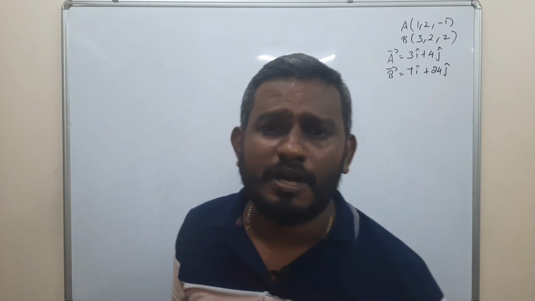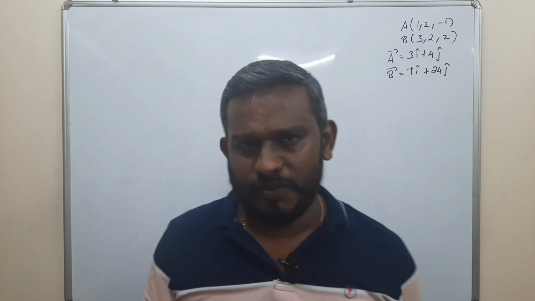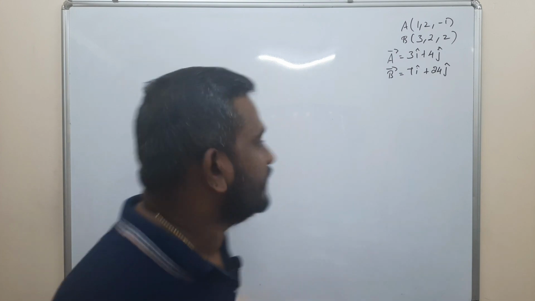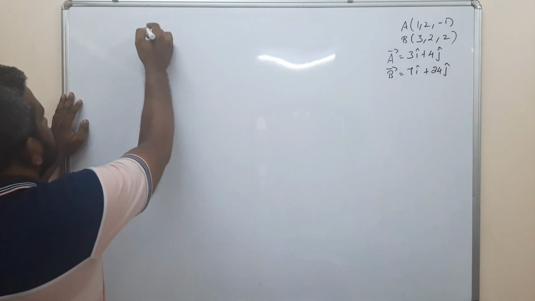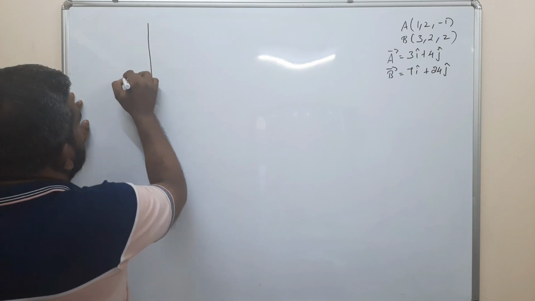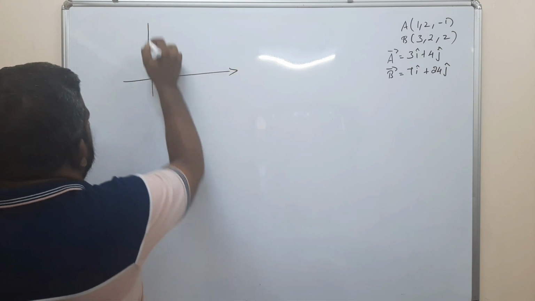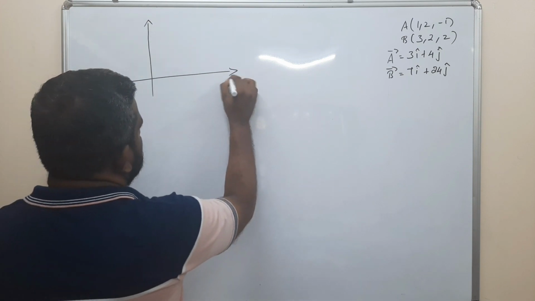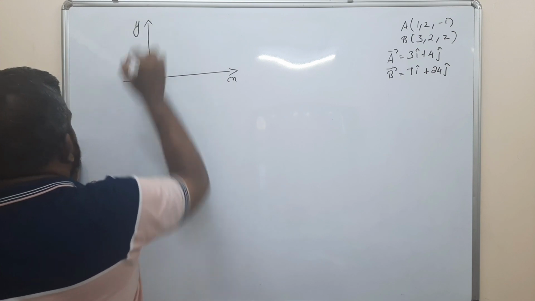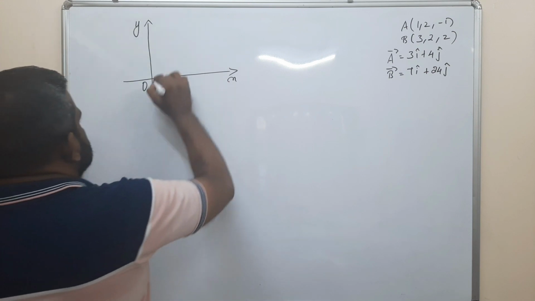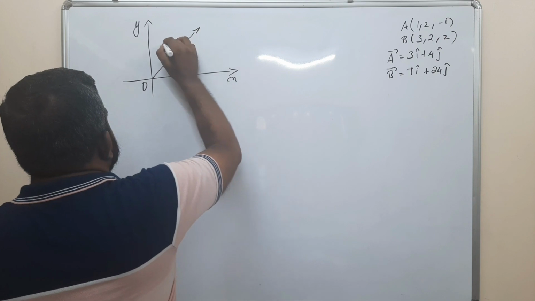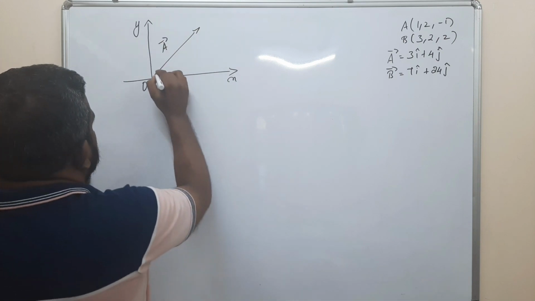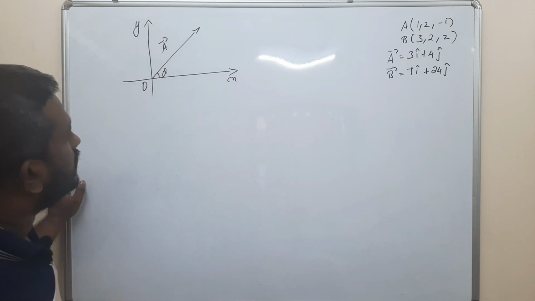Before starting the problem, we have a quick recap. What are the things we have discussed in the previous topic? Consider a rectangular coordinate system. This is the x-axis, this is the y-axis and this is the origin. We have a vector A. This vector makes an angle theta with the horizontal.